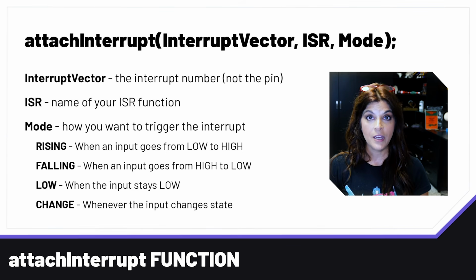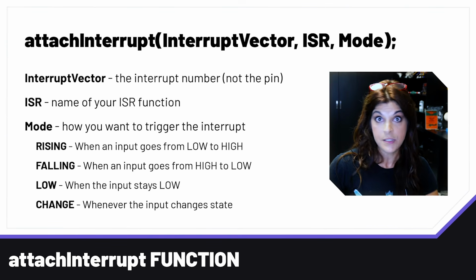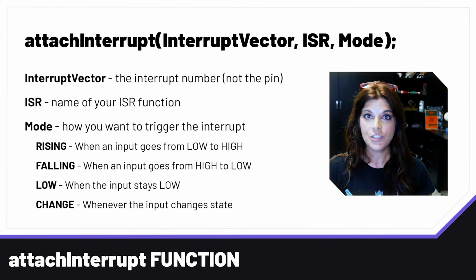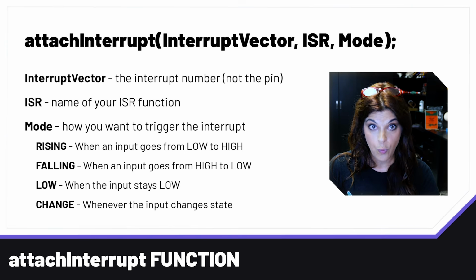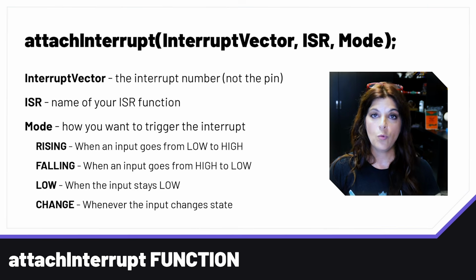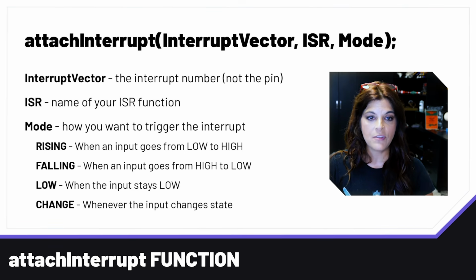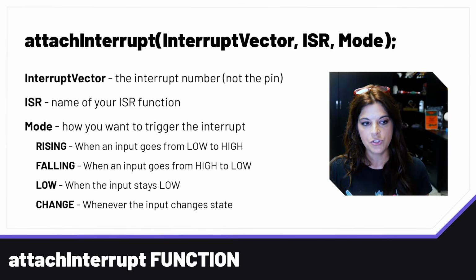And then the mode. And you see for the mode, there are 4 options, all in caps. It's got to be caps for it to work, just like HIGH or LOW with your digital writes. So it has RISING, so when an input goes low to high, that's when it triggers. FALLING when it goes high to low. LOW when it just stays low, and then CHANGE whenever the input changes. So for a button, CHANGE is kind of good, because it's either low or high, and it can track those changes. So I think we're going to use CHANGE.